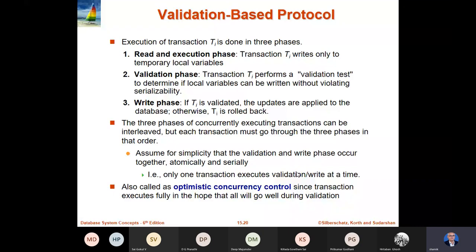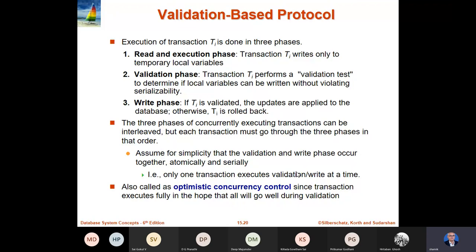So what are the detailed steps? The 3 phases of concurrently executing transactions can be interleaved. So some transaction can have its read and execution phase while the other is having a validation phase, while another could have its write phase, and another again can have validation phase, and so on. But each transaction must go through the three phases in that order. First, the read and execution phase will occur for a given transaction, then its validation phase, then its write phase. Assume for simplicity that the validation and write phase occur together, atomically and serially. That is, only one transaction executes validation and write at a time.